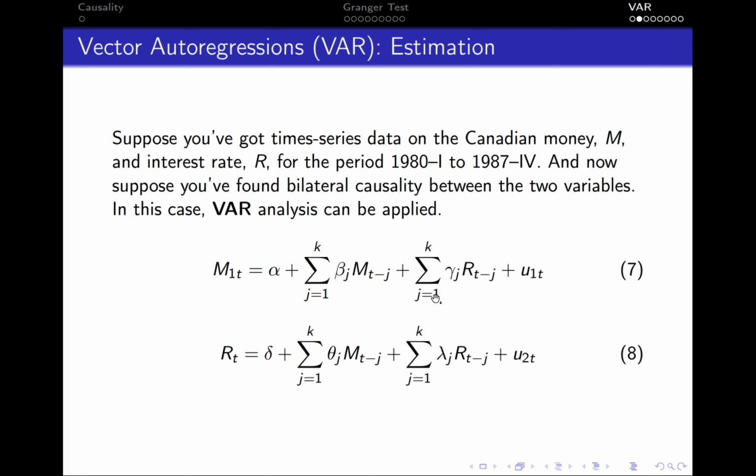So from this system of equations, you can see that the money supply is a function of its own lagged values and the lags of the interest rate, and the interest rate is a function of the lagged values of the money supply and the lagged values of the interest rate itself.